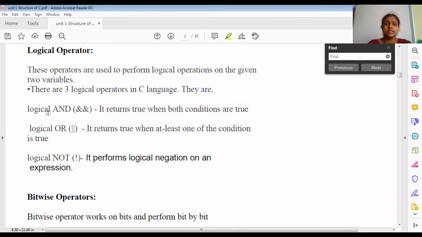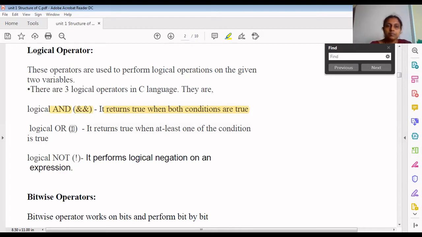And is an operator. See, here it is. It returns true when both the conditions are true. If all the conditions are true, then we can take it as a logical and. The symbol we use, we don't type "logical and" in the program when we write. We just use the symbol. When we put the and symbol two times, we call it logical and.